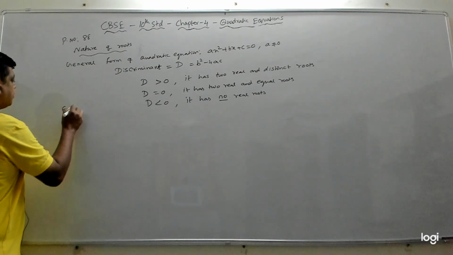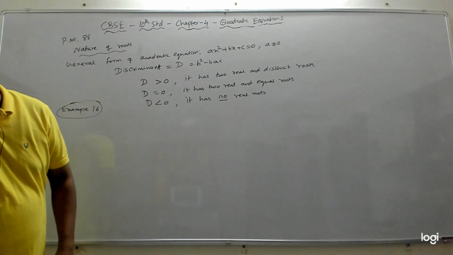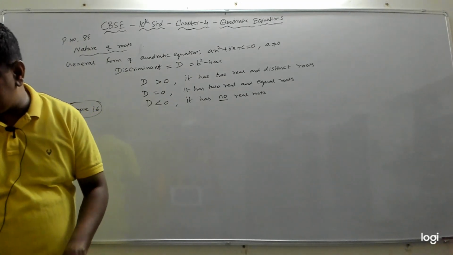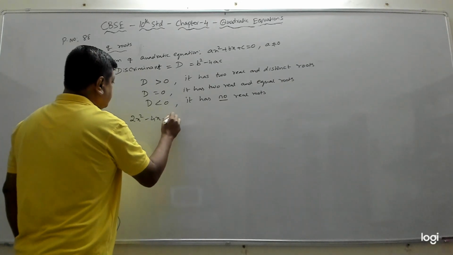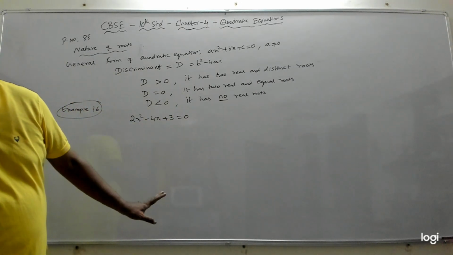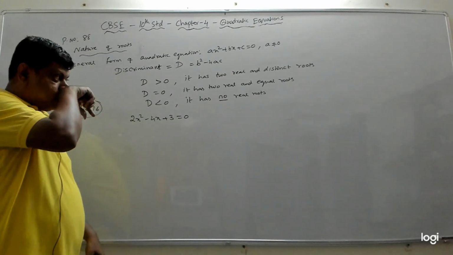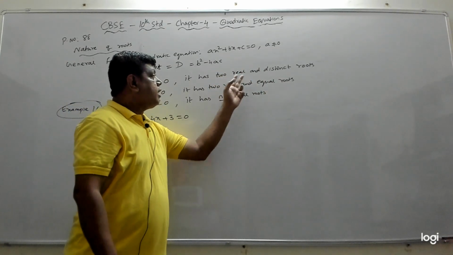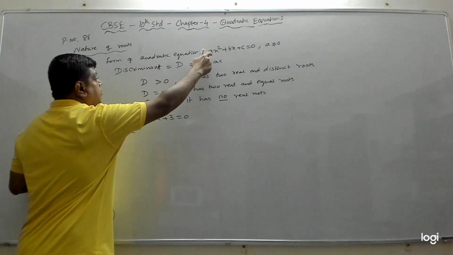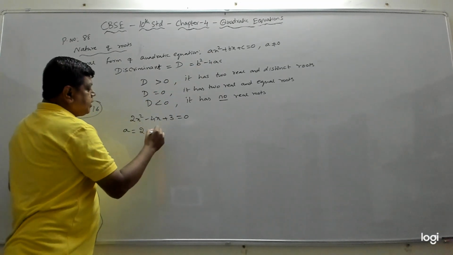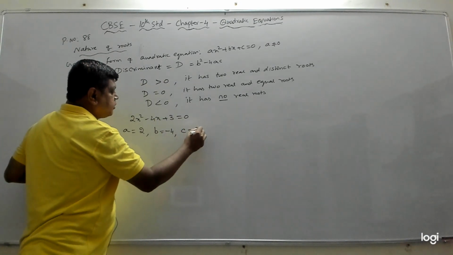Example 16: find the discriminant of the quadratic equation 2x square minus 4x plus 3 equal to 0. For this equation, we need to find the discriminant and hence find the nature of the roots, whether it will be real and distinct, or real and equal, or no real roots. So for that we should find what are a, b, c. Compare this with the general form of the quadratic equation: a is 2. b is minus 4. Don't take 4, take it along with the sign, minus 4. c is 3, the constant term.